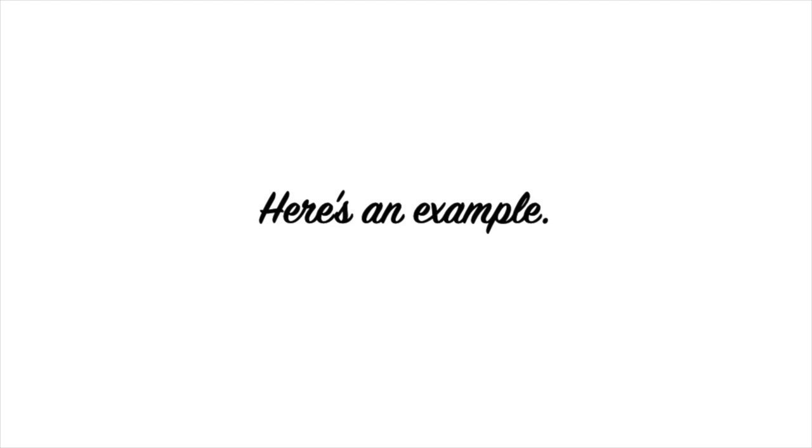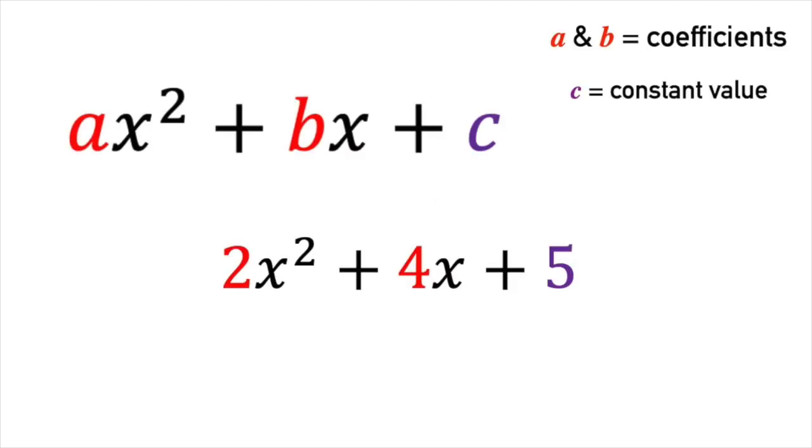Let's look at an example. Here you'll see the quadratic equation written in standard form of 2x squared plus 4x plus 5. And we're asked to find what the value of a, b, and c is. I have kept the colors just like before. And so if we go one by one, we can see that a is equal to 2, b is equal to 4, and c is equal to 5.